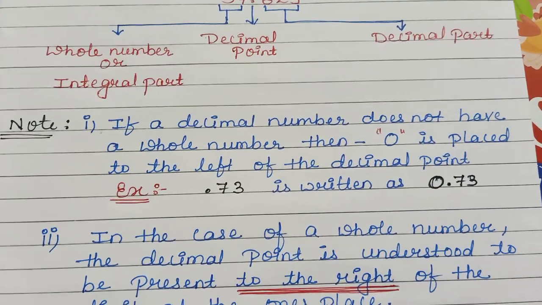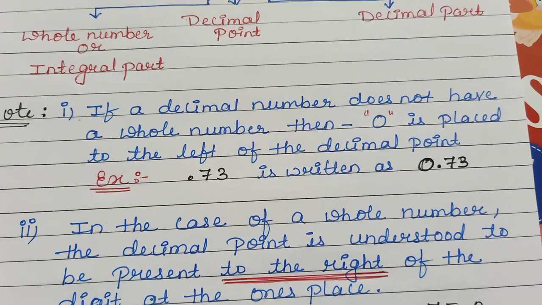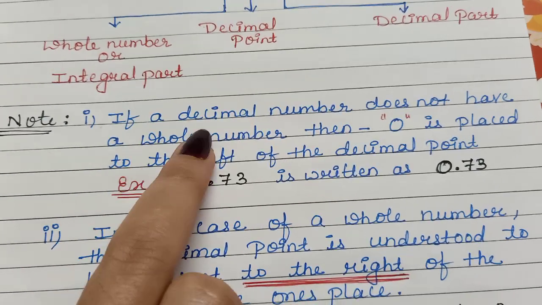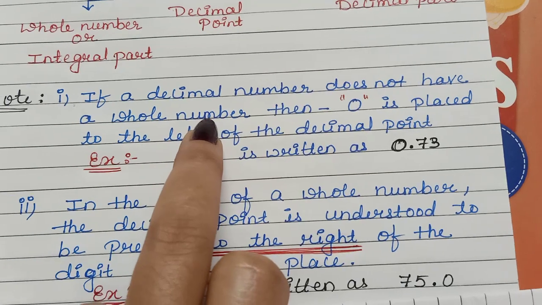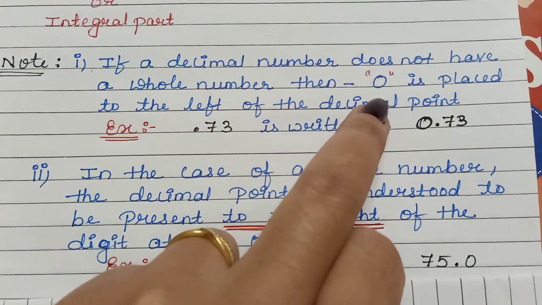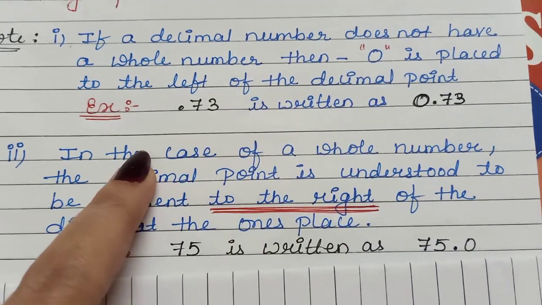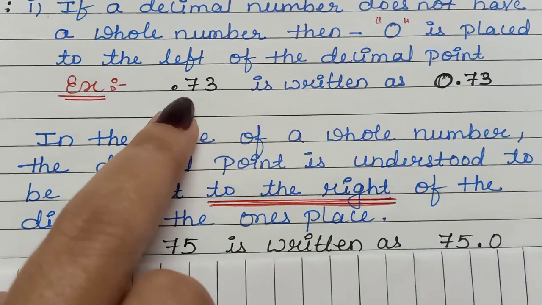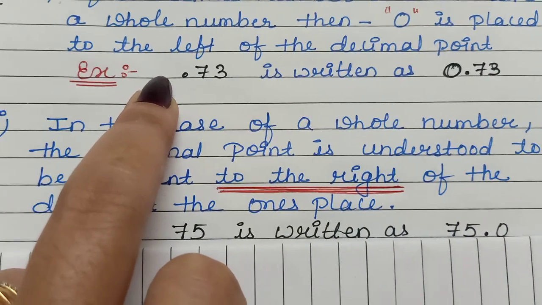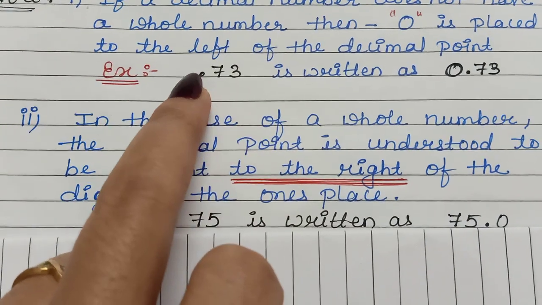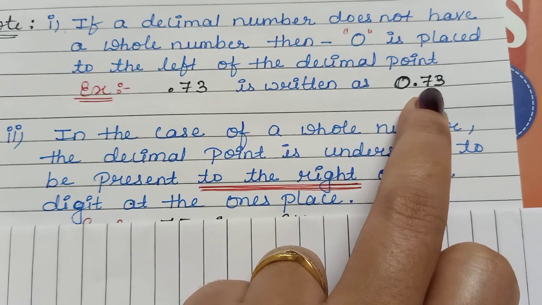Now, by the above, what we have understood and should take a note of is: if a decimal number does not have a whole number, then 0 is placed to the left of the decimal point. Let us understand with the help of an example. 0.73, as you can see, there is no whole number in front. So we have to consider 0 to the left of the decimal point, that is, we have to write it as 0.73.